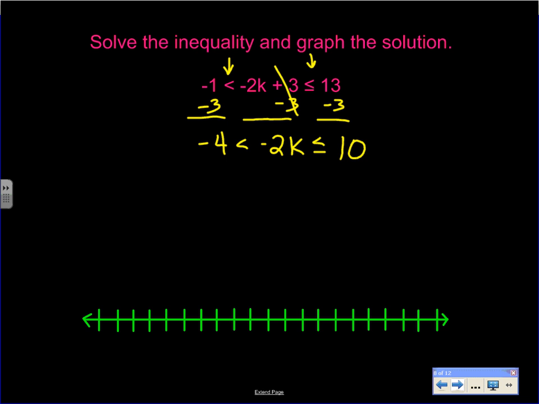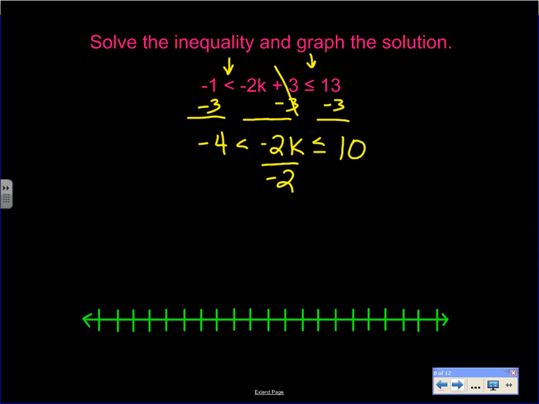k is not by itself yet. We still have that -2 with it. And when you think that you're going to divide this by -2, you should have a little ringer that goes off in your head that says, ring, ring. When you're dividing an inequality by a negative number, -2 more specifically, you should be thinking it has this ringer going on. Ring, ring, ring. There you go. And then that's caught your attention.